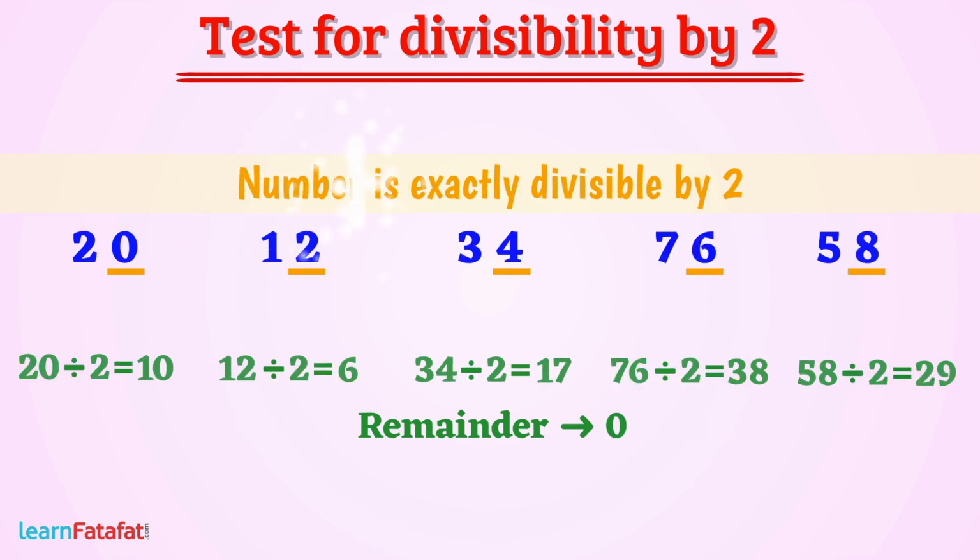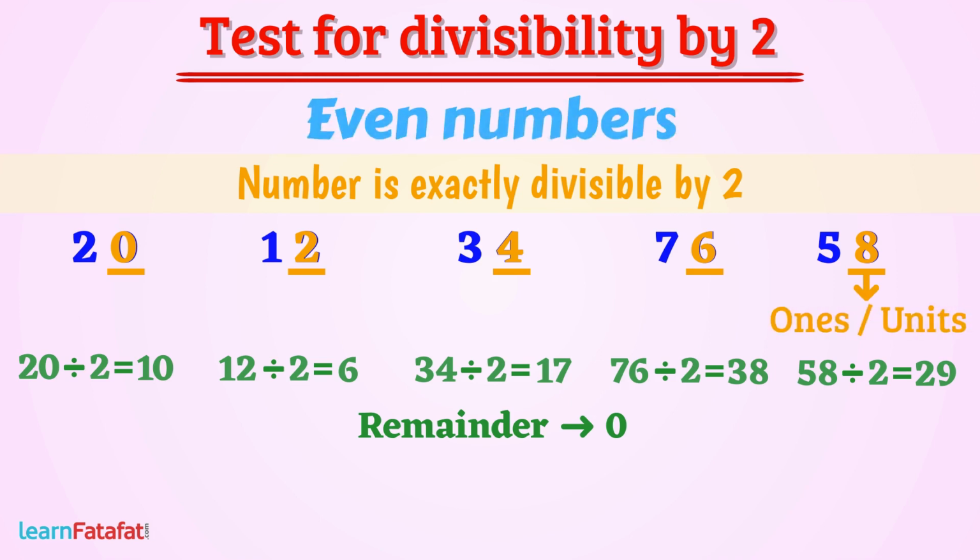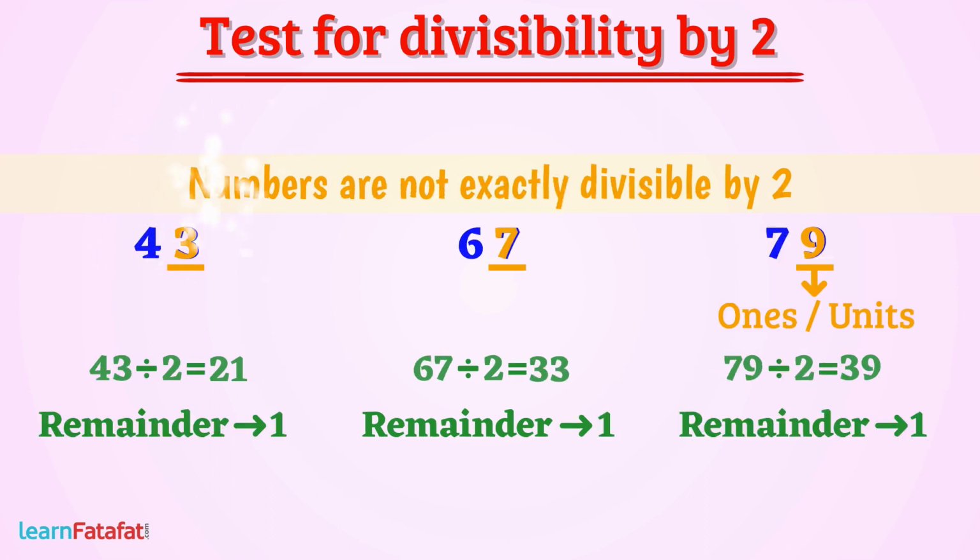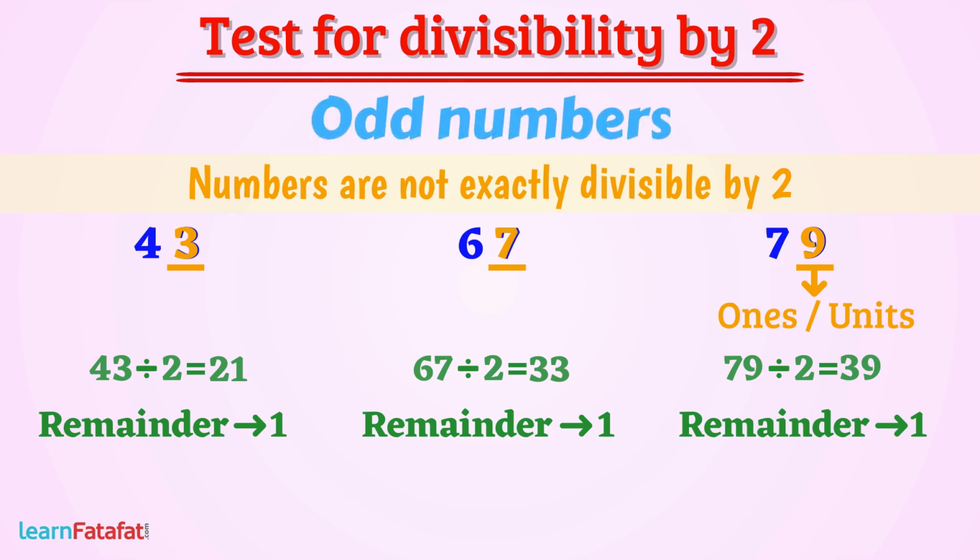So all those numbers which are divisible by 2 or have 0, 2, 4, 6 and 8 at their units place are called even numbers. For example, 2, 4, 6, 8 and so on. All other numbers which are not divisible by 2 are called odd numbers. For example, 1, 3, 5, 7 and so on.